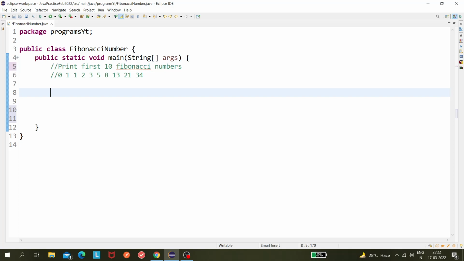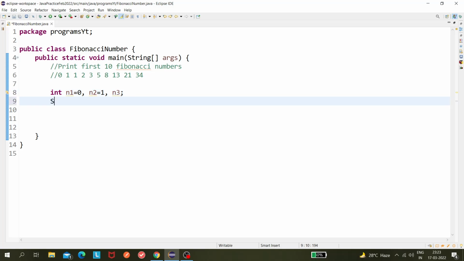So first I will be taking three numbers: n0, n1, and n2. Okay, so these are the three numbers I have taken, or instead of that I can make it n1, n2, and n3. So we have taken three variables. First, the value of n1 equals 0. So I'm initializing n1 with 0 and n2 with 1, and n3 I'm not initializing.